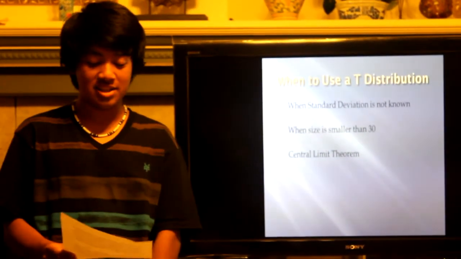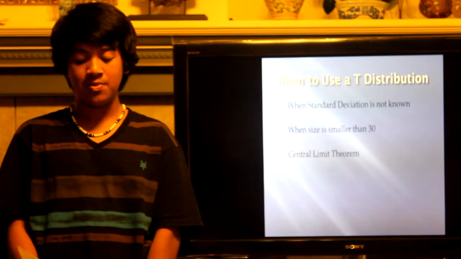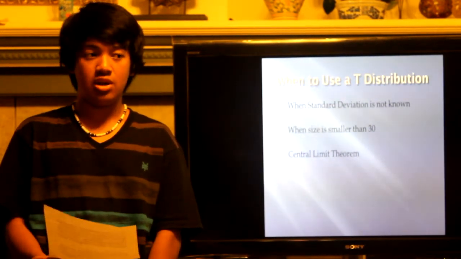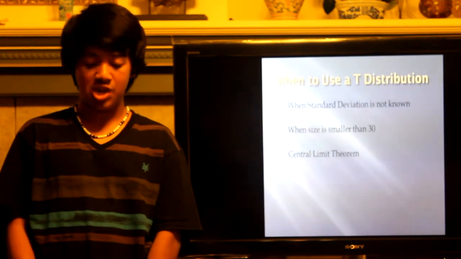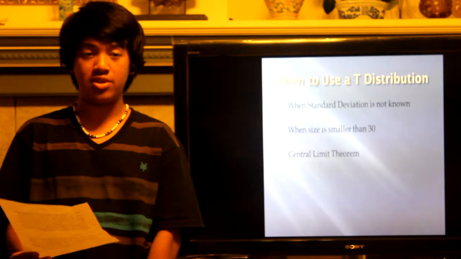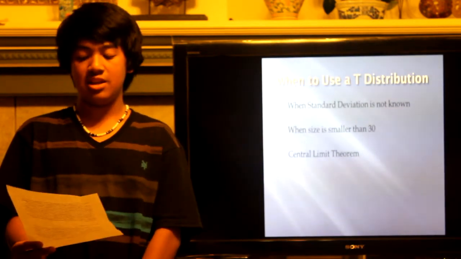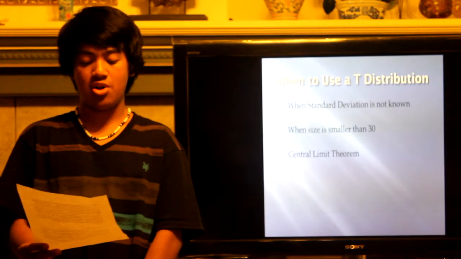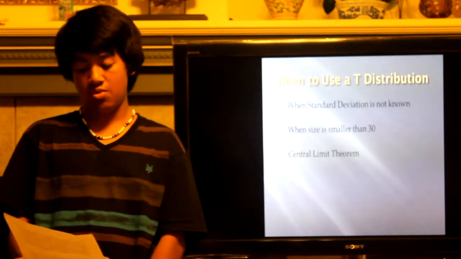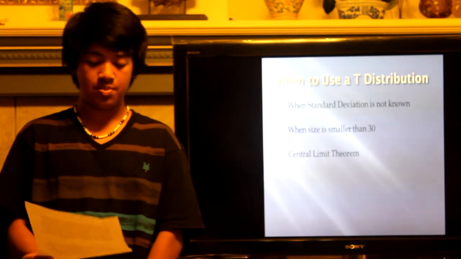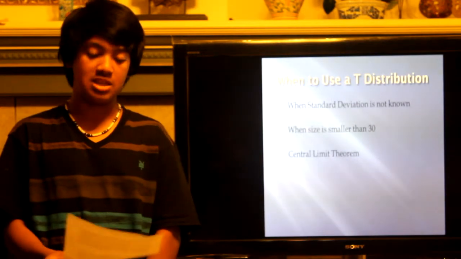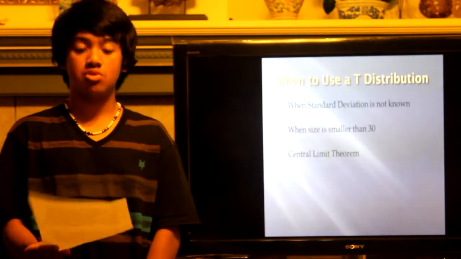When to use a t-distribution. In general, t-distributions are used with small sample sizes, and you are also never given the standard deviation. A general rule that people use is that with small sample sizes, if the standard deviation is not known, then you should use a t-distribution. And if the standard deviation is known, then you should use a normal distribution. However, if you do not have a standard deviation, but the sample size is large, then you should probably just use a normal distribution.